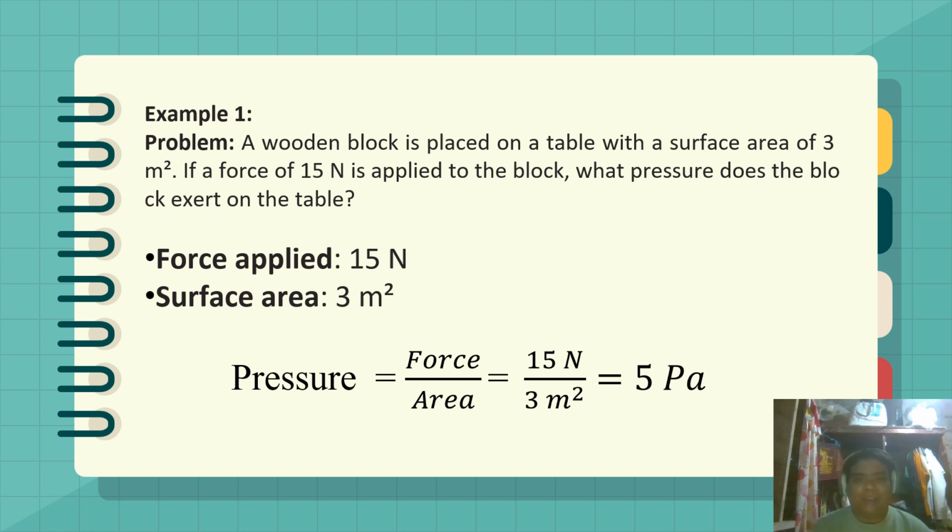Another example you have here. So 15N over 3 meters squared. A wooden block is placed on a table with surface area of 3 meters squared. So nandun yung surface area with 3 meters squared. So yan yung automatic ng area mo, kasi may nandito yung word na surface area. If a force of 15N is applied to the block, what pressure does the block exert on the table? So, we have 5 pascals.